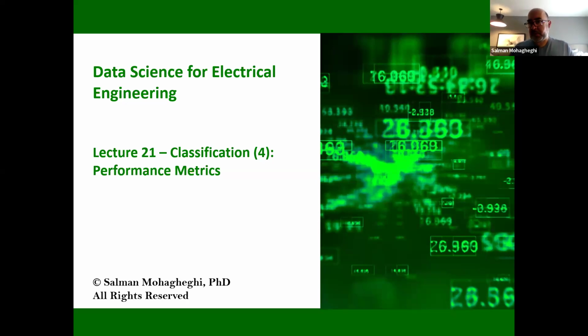So up until now, we have talked about a variety of classifier models. We have looked into probabilistic models. We have seen k-nearest neighbors, k-nearest exemplars. We have seen what we expect from a classifier, but now it's time to discuss how we quantify the performance of a classifier, what performance metrics we use.